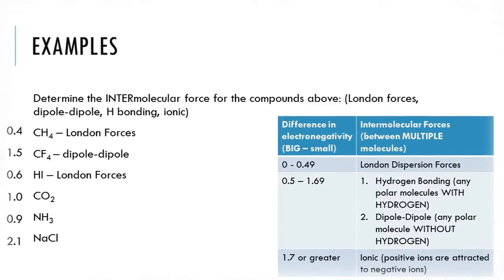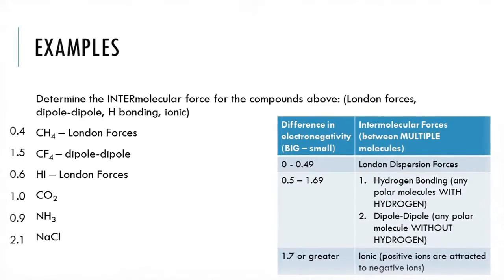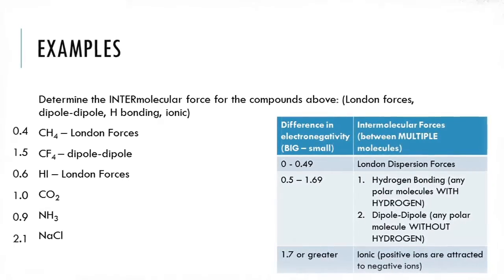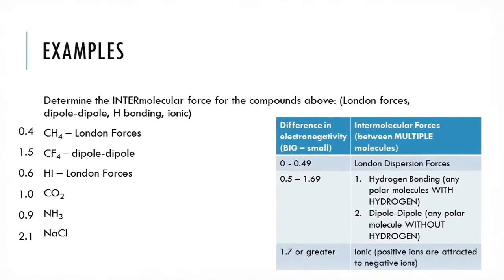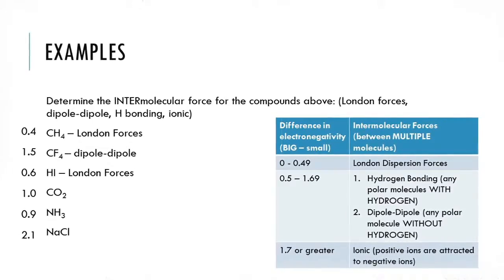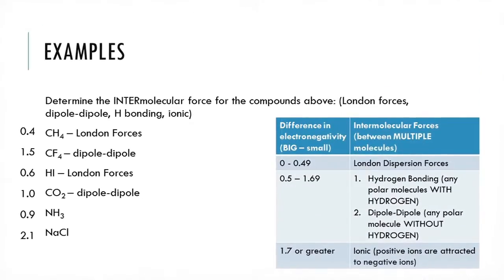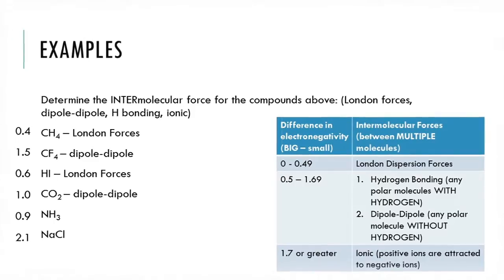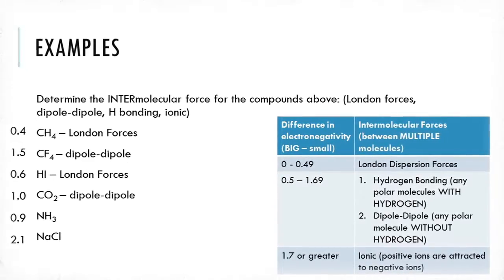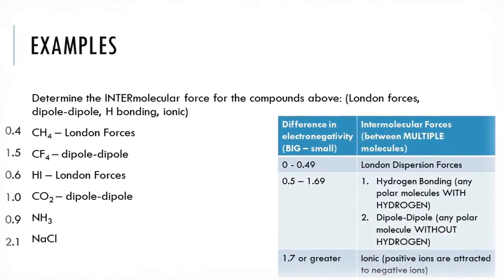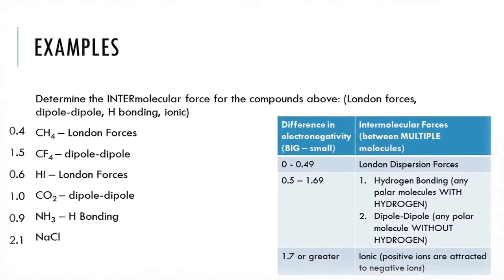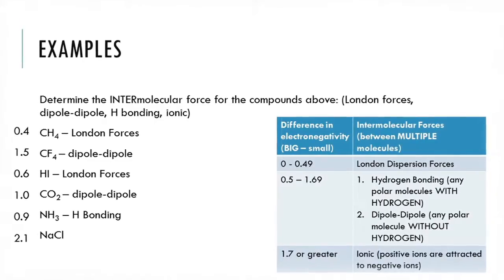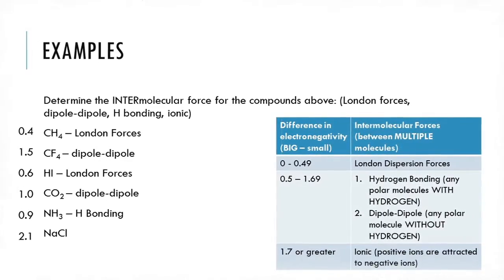HI, again, it says 0.6, so to my understanding, this should be a hydrogen bond because there is a hydrogen within the molecule there. CO2 has an electronegativity difference of 1, which makes it a dipole-dipole because it does not have any hydrogen. NH3 has an electronegativity difference of 0.9, which makes it a hydrogen bond because of the hydrogen within the molecule.